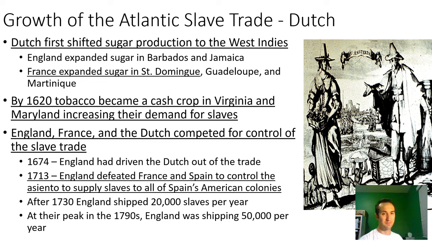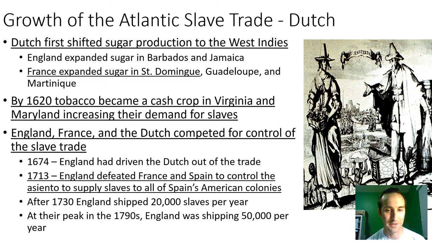By 1620, tobacco becomes the major cash crop in Virginia and Maryland, and they start to increase the demand for slaves up there for the purpose of tobacco. England, France, and the Dutch, they're all competing against each other for control of this slave trade, this big money. In 1674, England kicks out the Dutch, and they're knocked out of the trade, so New Amsterdam becomes New York when the English start to dominate and kick them out.